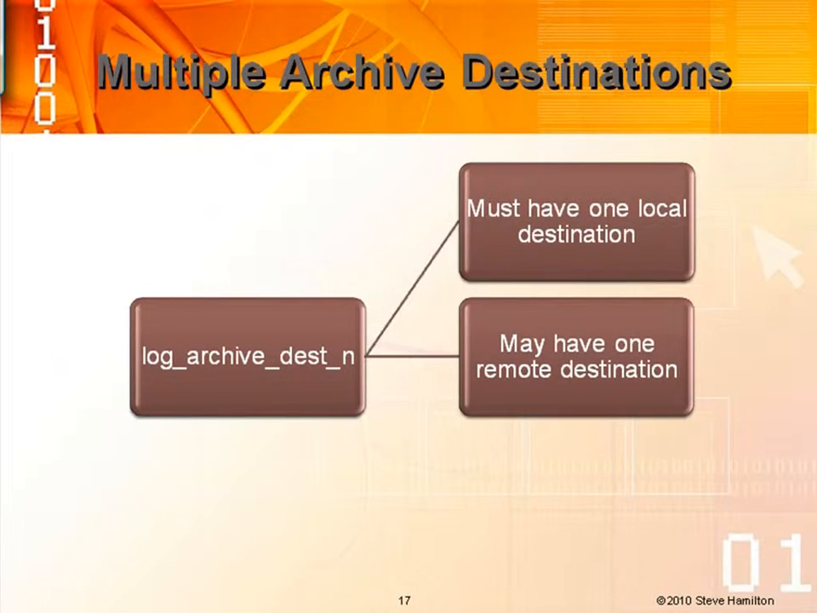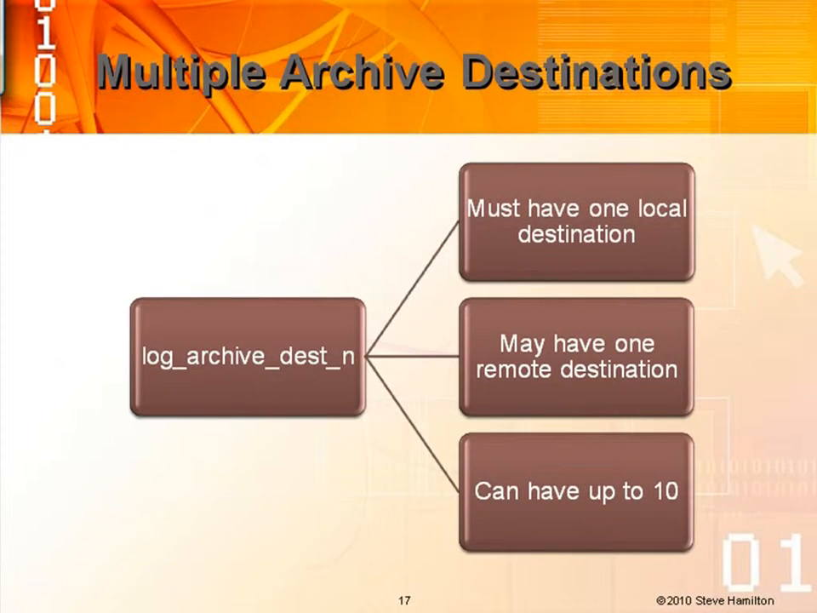By specifying the log_archive_dest_n parameter, again, one of those destinations must be a local destination. One of those may be a remote destination. And in Oracle 10, as well as 11, we can have up to 10 destinations.